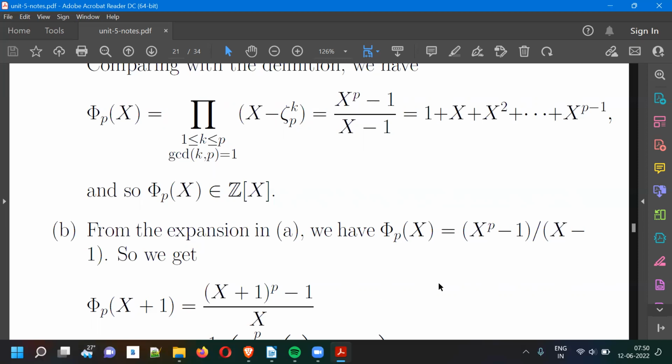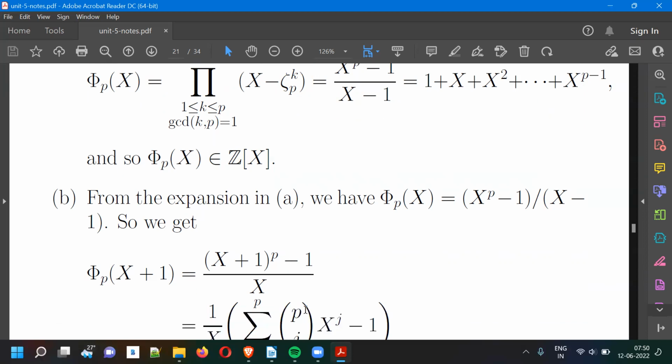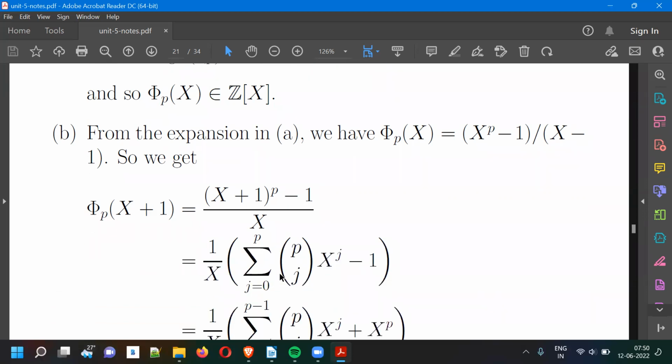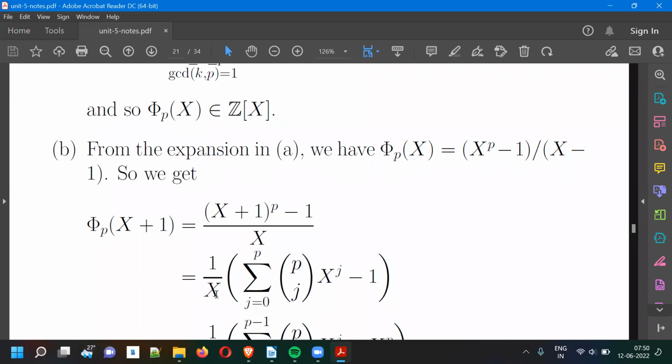So we'll show that phi p of x plus 1 is irreducible because that is easier to prove. Phi p of x plus 1, by this formula, is equal to ((x + 1)^p - 1)/((x + 1) - 1), which is x. Right, ((x + 1)^p - 1)/x. Let us expand this by using the binomial theorem. So 1 by x comes outside. This is the summation j going from 0 to p, p choose j, x raised to j, just applying the binomial theorem, minus 1.